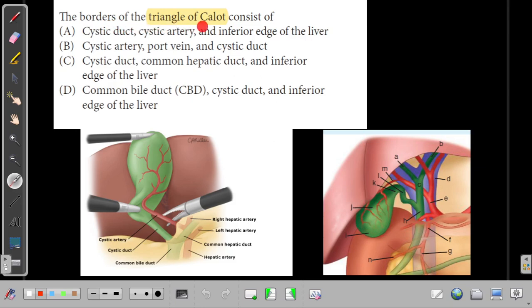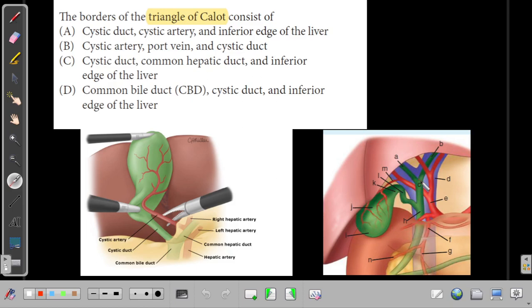The borders of the triangle of Calot. هو هنا هيديك الإجابة على حسب النظام القديم اللي هو إيه بقى. تعال نشوف. Cystic duct, cystic artery, inferior edge of the liver. This is wrong. Cystic artery, portal vein and cystic duct. This is wrong. Cystic duct, common hepatic duct and inferior edge of the liver. This is C according to the old textbook. This is the borders of the triangle of Calot: cystic duct, inferior border of the liver, and common hepatic duct.